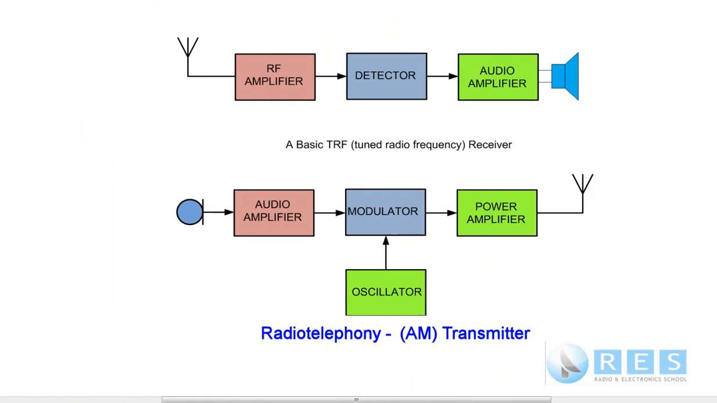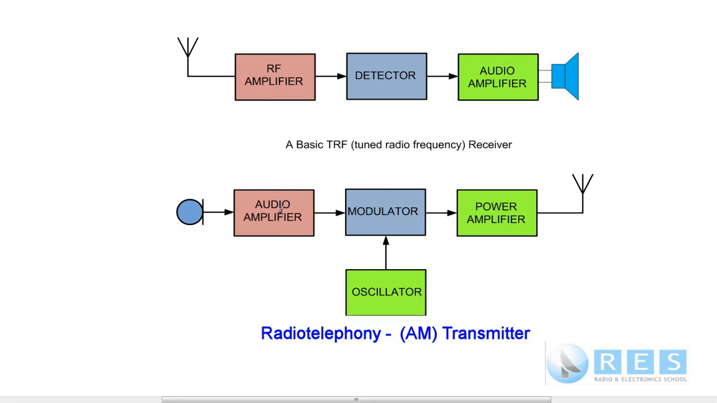What I've done to make it a little easier for you is show the transmitter we were last speaking about, and then a simple radio receiver for that transmitter. Let's just go over the AM transmitter again.